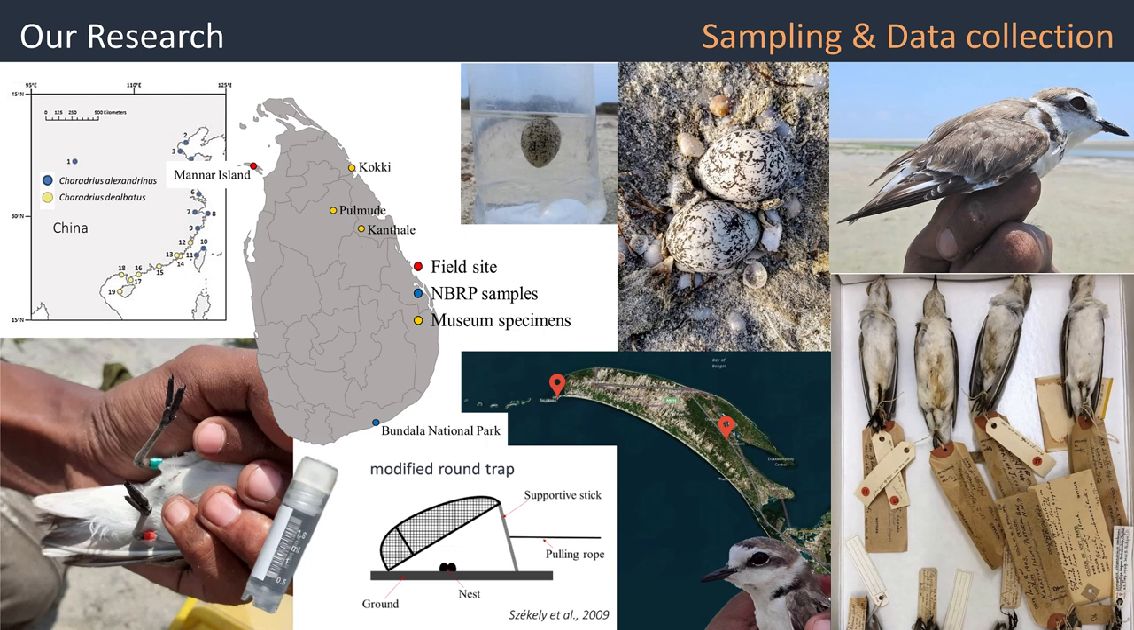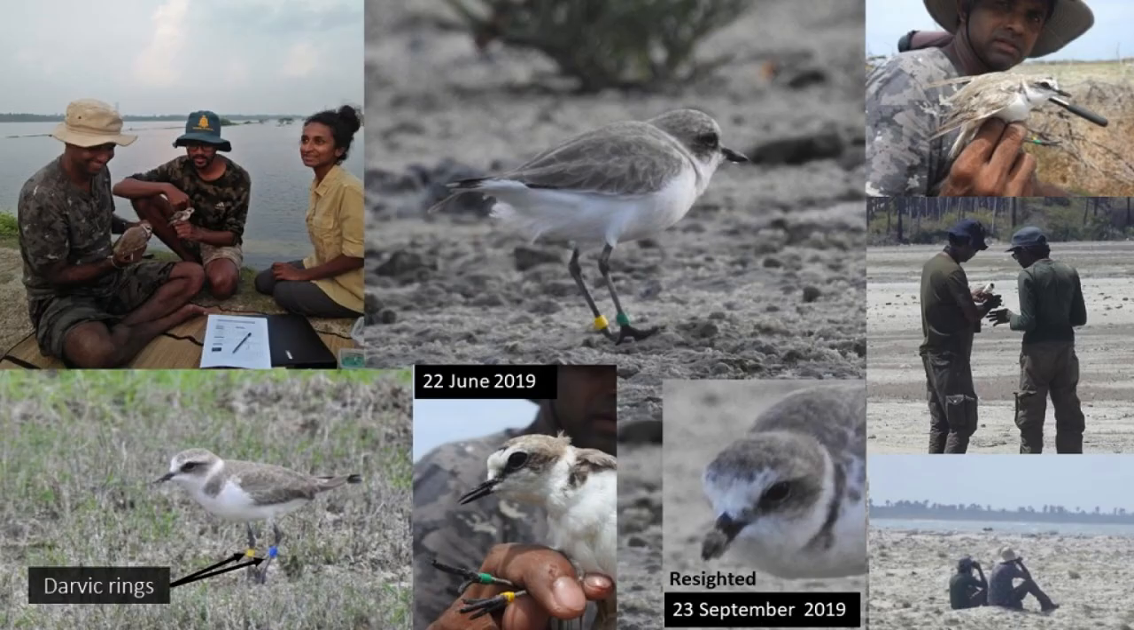When we collect the birds, we get biometrics and some blood samples, as well as we ring them. I will show the importance of ringing a bird in the next slides. And then we release the birds at the field sites. You can see we also got samples from nests, the biometrics and all the measurements. We use the methods mentioned in this paper, the modified round trap, to catch the birds, and we also went through almost all of the major museum collections all over the world.